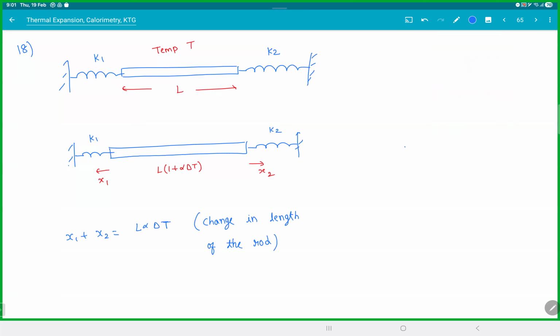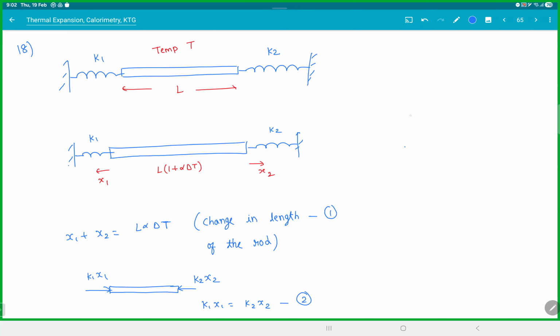Do you guys agree with that statement? Whatever the rod must have expanded, that must have gone into the springs. And I don't know how much the springs have got expanded, but yeah, that is there. Now, second thing, since the rod is in equilibrium, the springs are pushing with equal force K2 X2, and this spring is pushing with K1 X1. Since the rod is at rest, K1 X1 is equal to K2 X2. This is your second equation, everyone. This is your first equation.